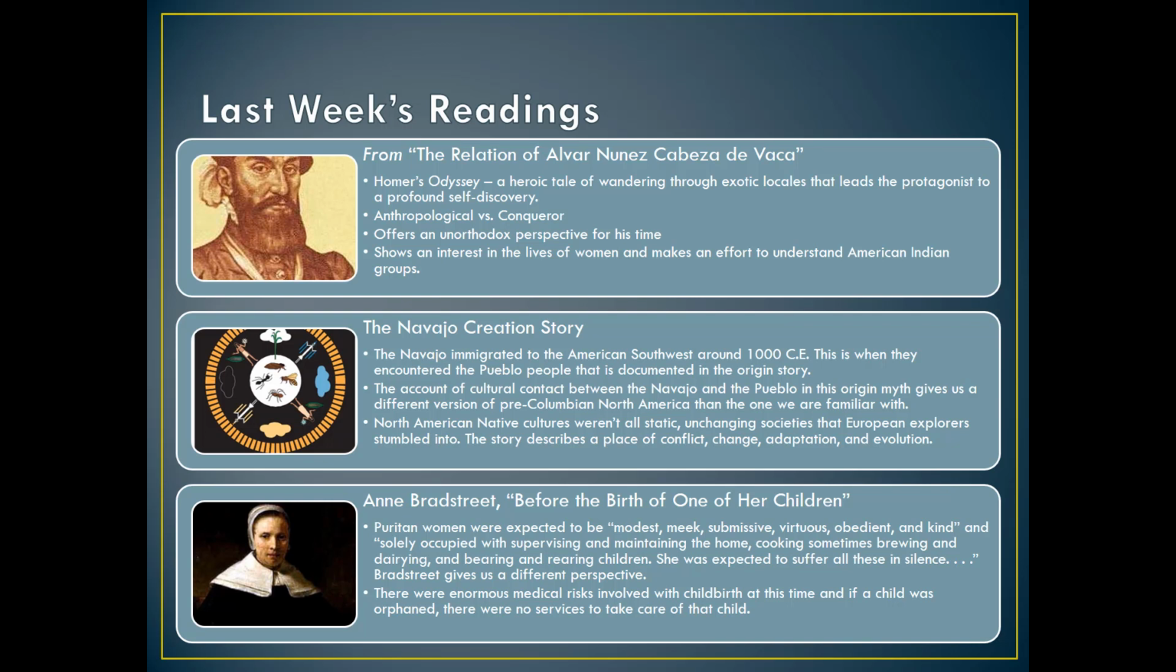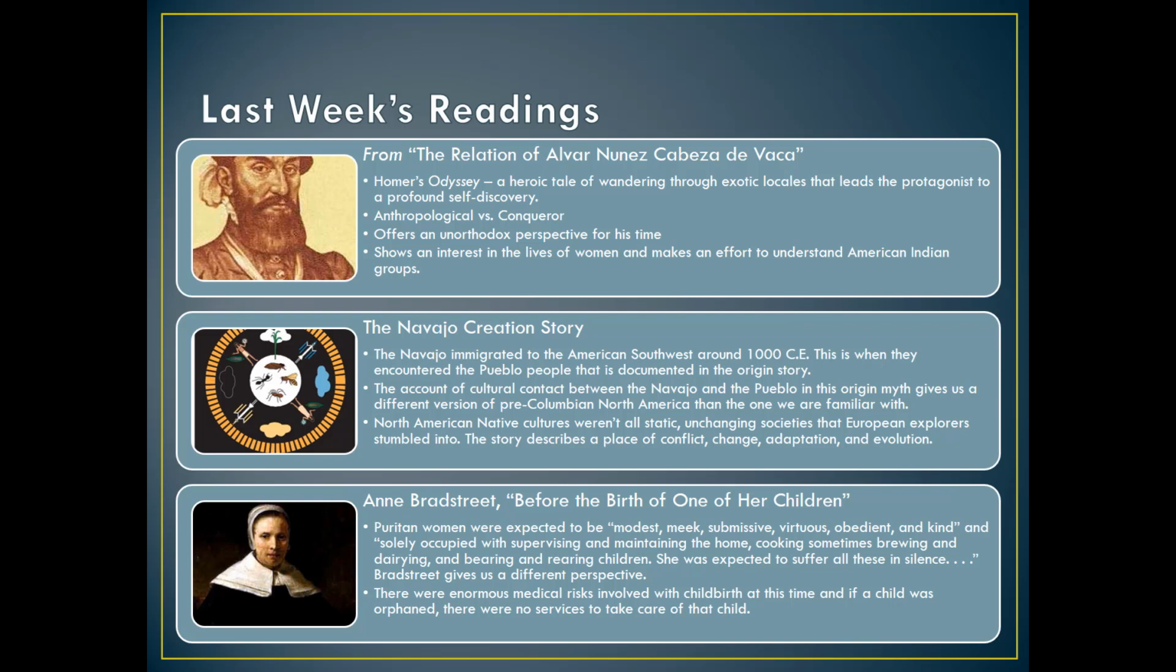And this means that this text offers us an unorthodox perspective for his time. He shows in this text an interest in the lives of women. Note the passages where he points out what it was like to lose a child, right? And makes an effort to understand American Indian groups and their differences. This is important because not all of the texts from this time were doing so.